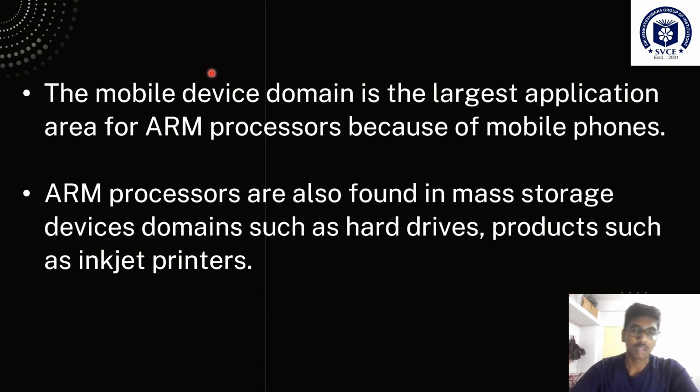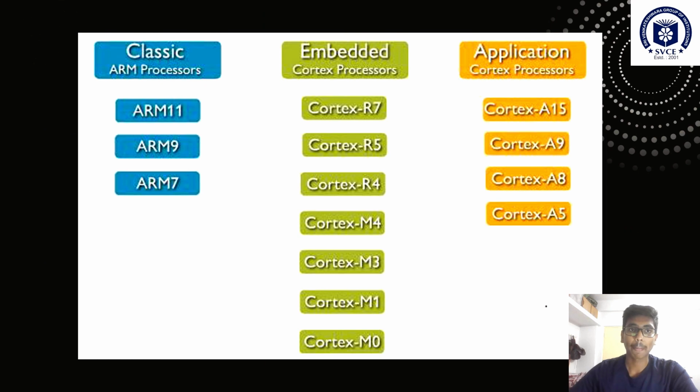So let me share a fact with you. For all the processors you see, if it's not Intel or AMD, it's 90% sure it's an ARM processor. These are examples of some ARM processors.